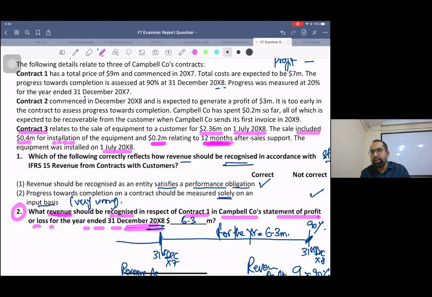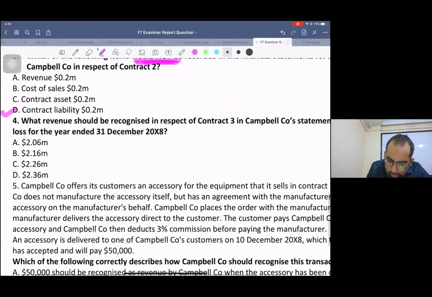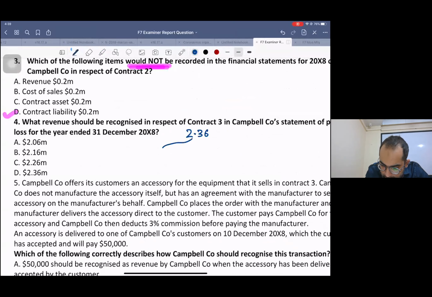Okay, read it, I'll explain you. Don't worry. Let me explain you this. Out of this 2.36, see this 0.4 is for installation. 0.2 is for that support. Now tell me how much: 2.36 minus 0.2 minus 0.4, I think it's 1.76. Yes, this is for equipment.